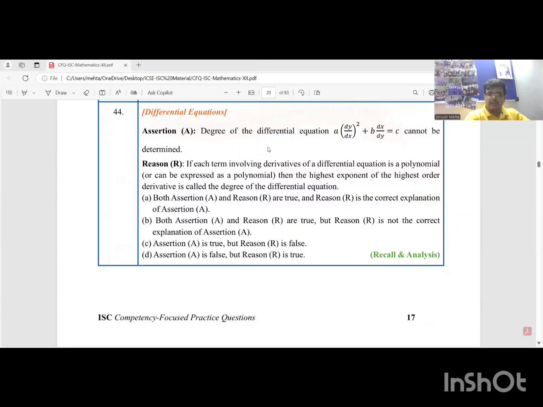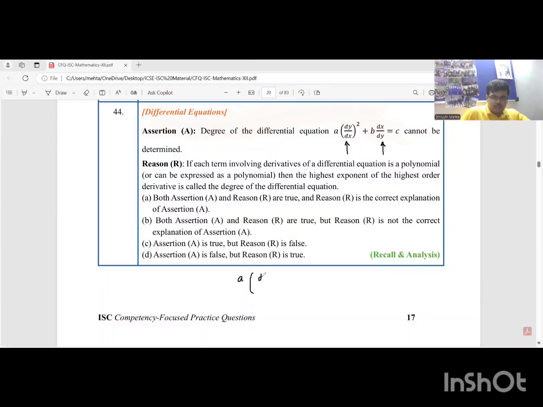Assertion and reasoning question. Degree of this differential equation cannot be determined. Now, students, if you're looking at this equation, if you think degree is 2, just be careful. They have used this very smart trick. They have written dy by dx and dx by dy. Remember, the small details in MCQs and assertion reasoning will matter. So students will have to simplify this first a bit.